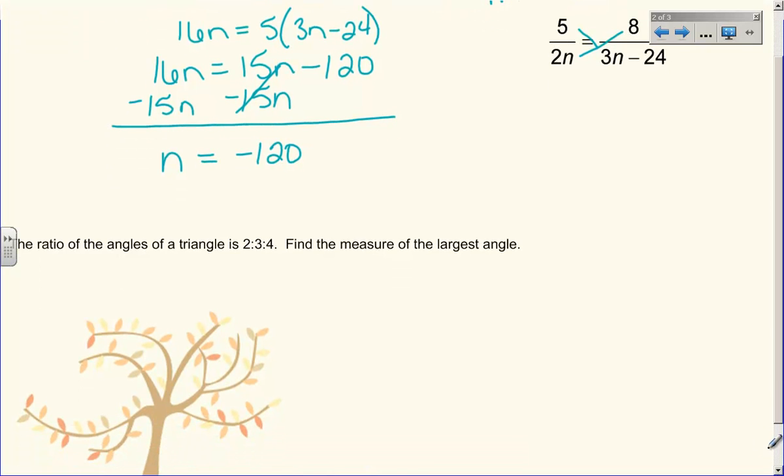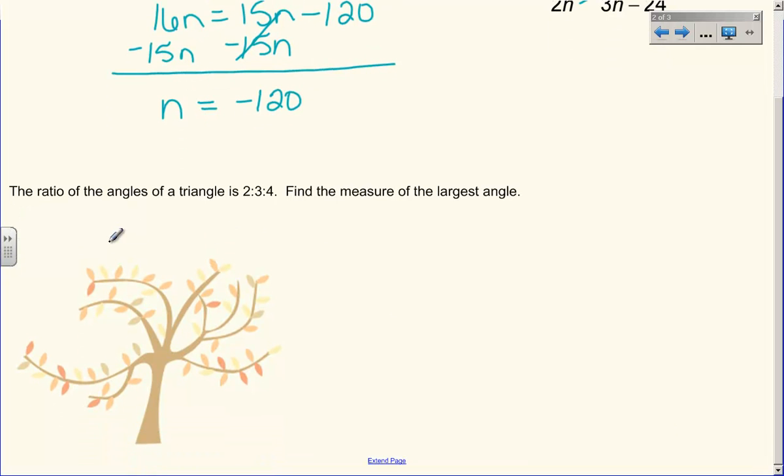Now this next problem is probably going to be a little different than what you're used to. It tells us that the ratio of the angles of a triangle is 2 to 3 to 4. So I have a triangle, and that gives me the ratio. We want the measure of the largest angle. Well, I'm going to draw a picture. I know that I have a triangle. So I have a triangle, and it tells me that the angles are in the ratio of 2 to 3 to 4. So that's basically like saying my angles are 2, 3, and 4.